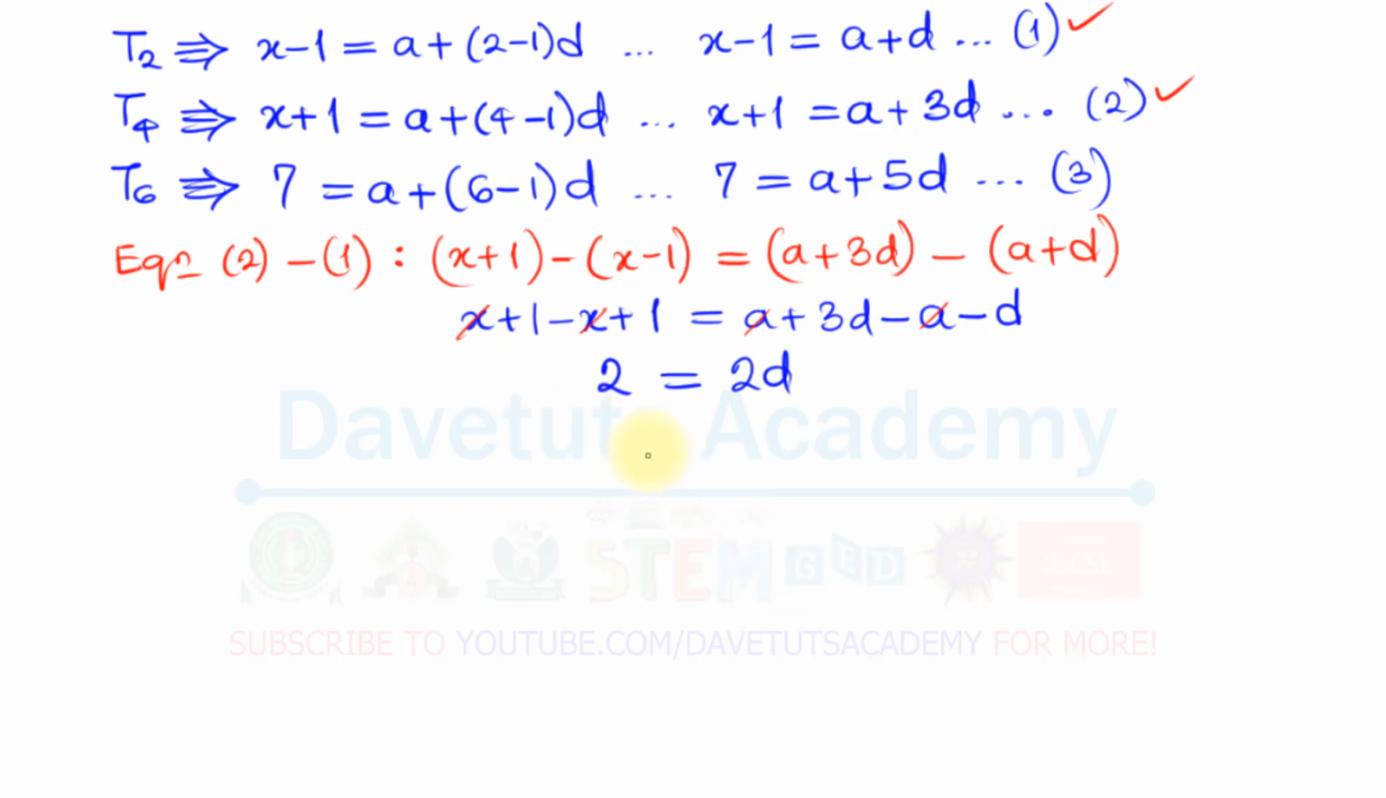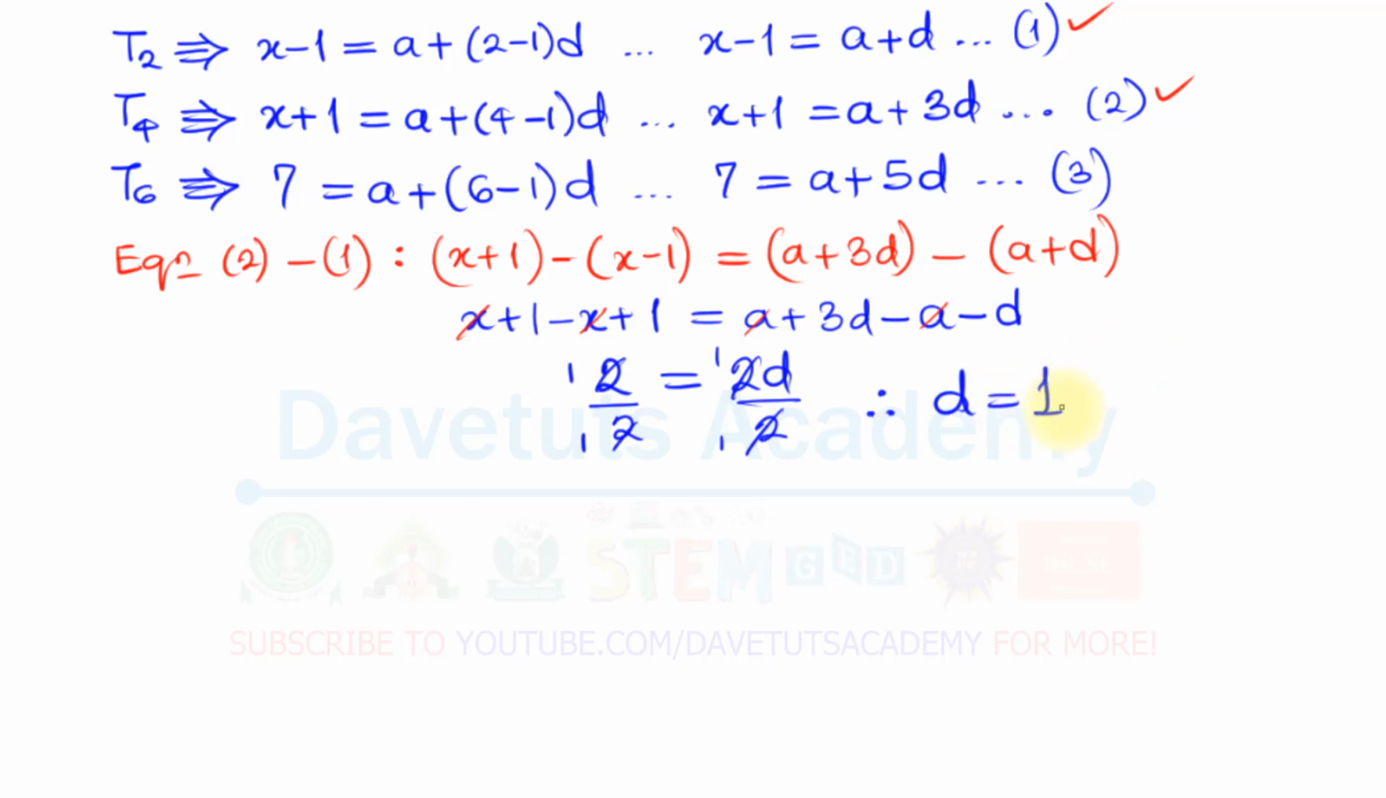So now, looking at this question, I can divide both sides by 2. This 2 will cancel this 2, and 1 will be the result, meaning that d is equal to 1.